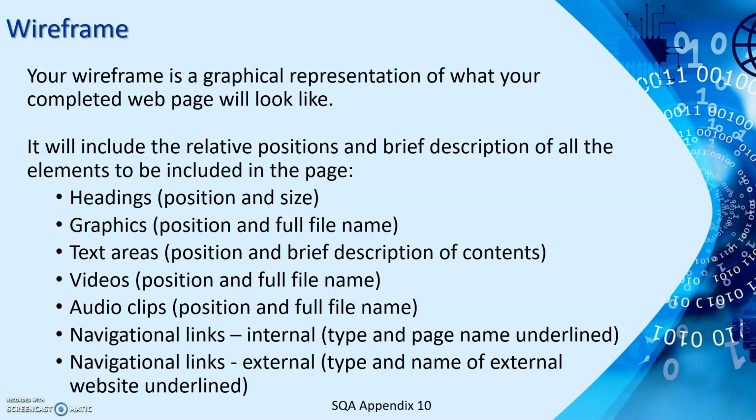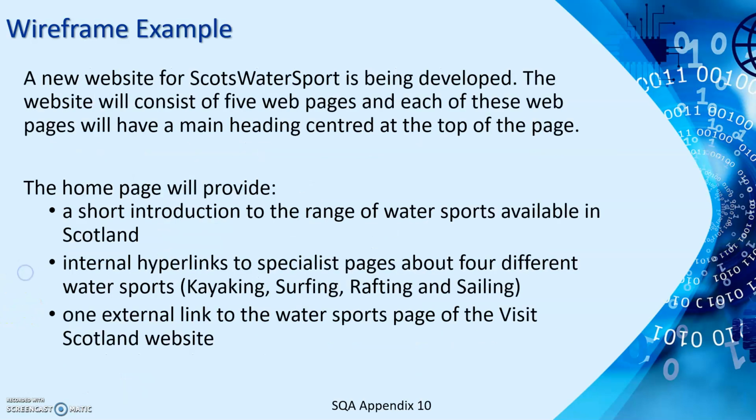And the navigational links, the internal one, tell me it's an internal one, that's the type, and then the page name, and that's underlined. Navigational links, if it's external, tell me it's external, and the name of the external website, and make sure that it's underlined. So here's the example from Appendix 10. A new website for Scott's water sport is being developed. Sounds familiar?